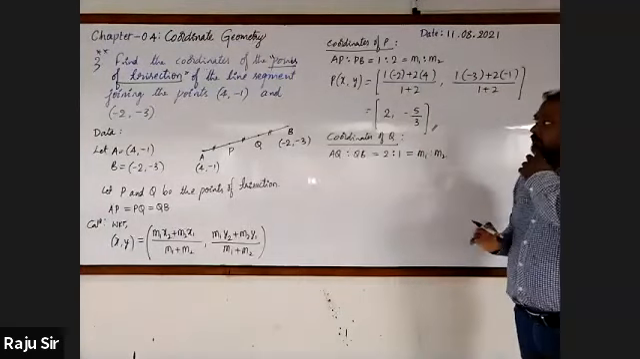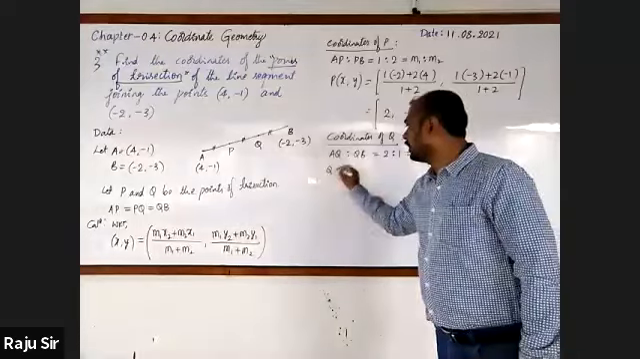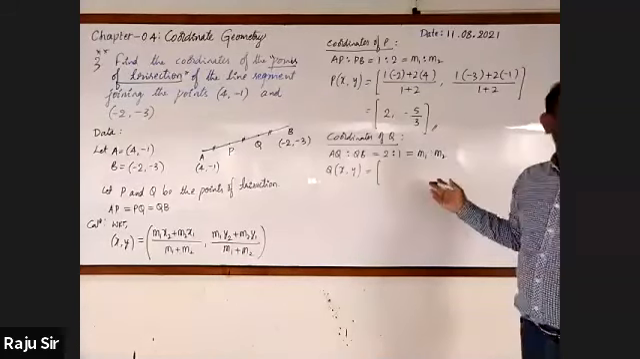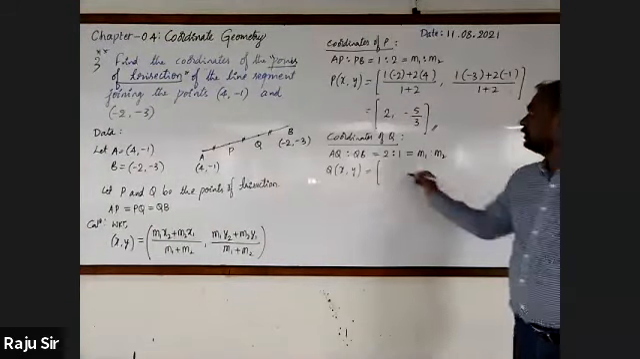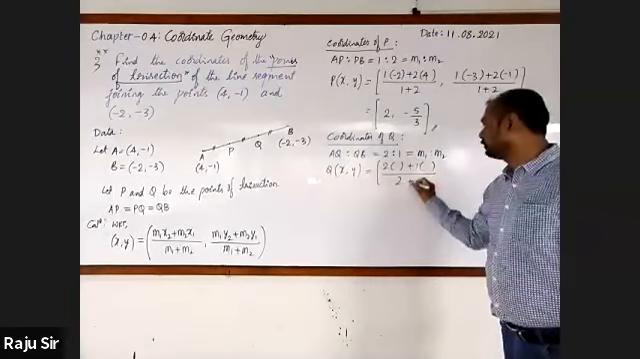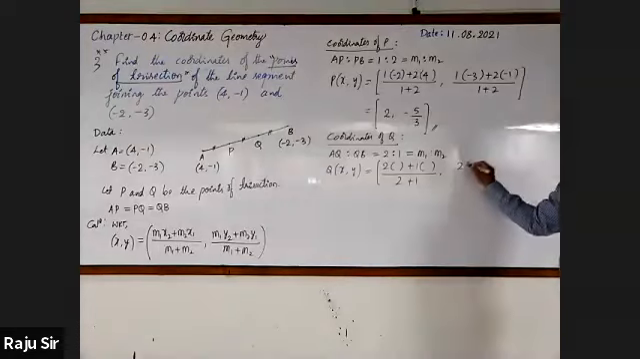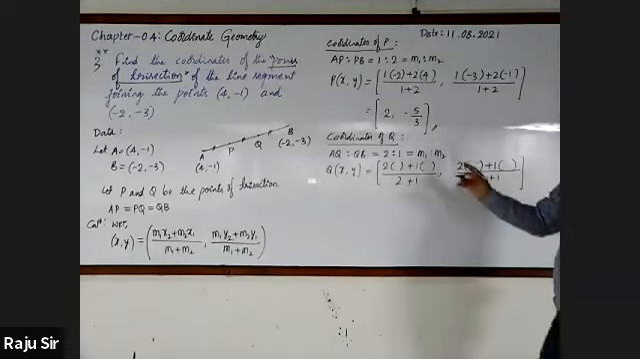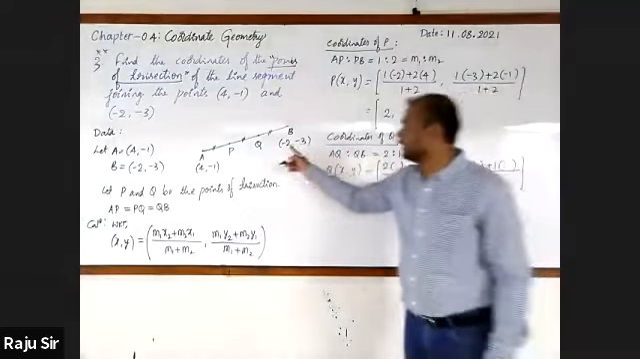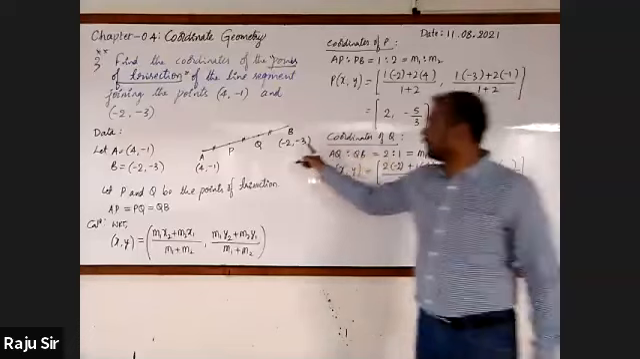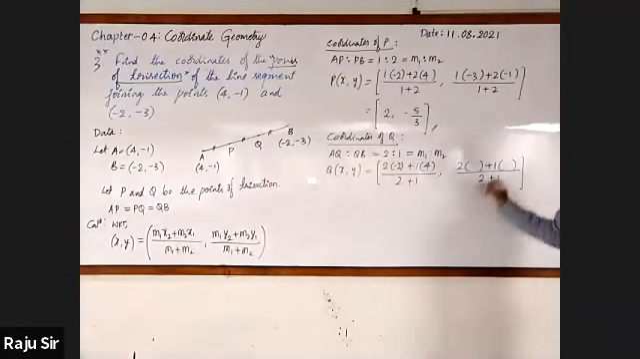Isn't it? Right. Then Q of (x, y) is equal to, again substitute first m1 and m2. It is (2 into x2 plus 1 into x1) by 2 plus 1, and (2 into y2 plus 1 into y1) by 2 plus 1. Next, x2, x1, same, minus 2 and 4. y2, y1, minus 3 and minus 1.